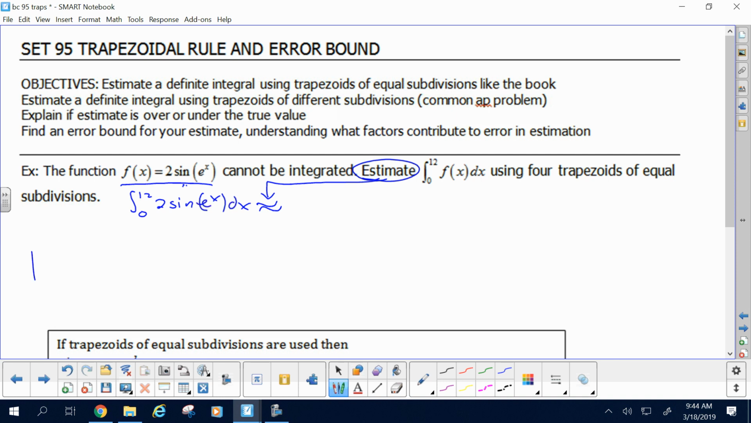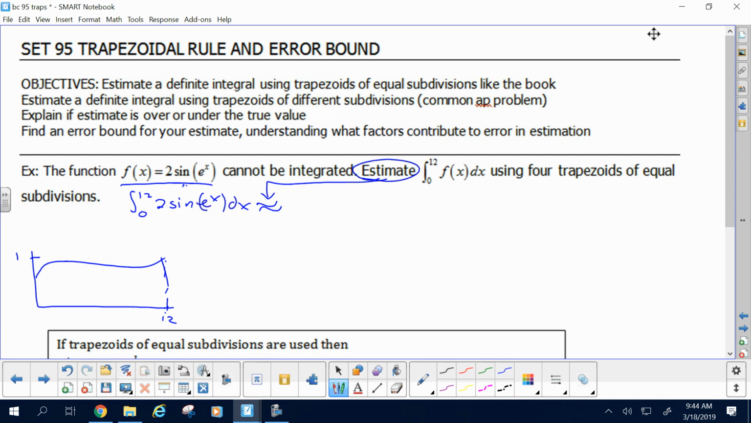Now, four trapezoids of equal subdivisions. A picture definitely will not be used in most cases, but for the first time through, let's go for it. I have zero idea what this curve looks like. I imagine it rocks between negative 1 and 1, but I'm just going to do this. The picture does not have to be good. Forget the accuracy, all right? It's just getting you started conceptually.